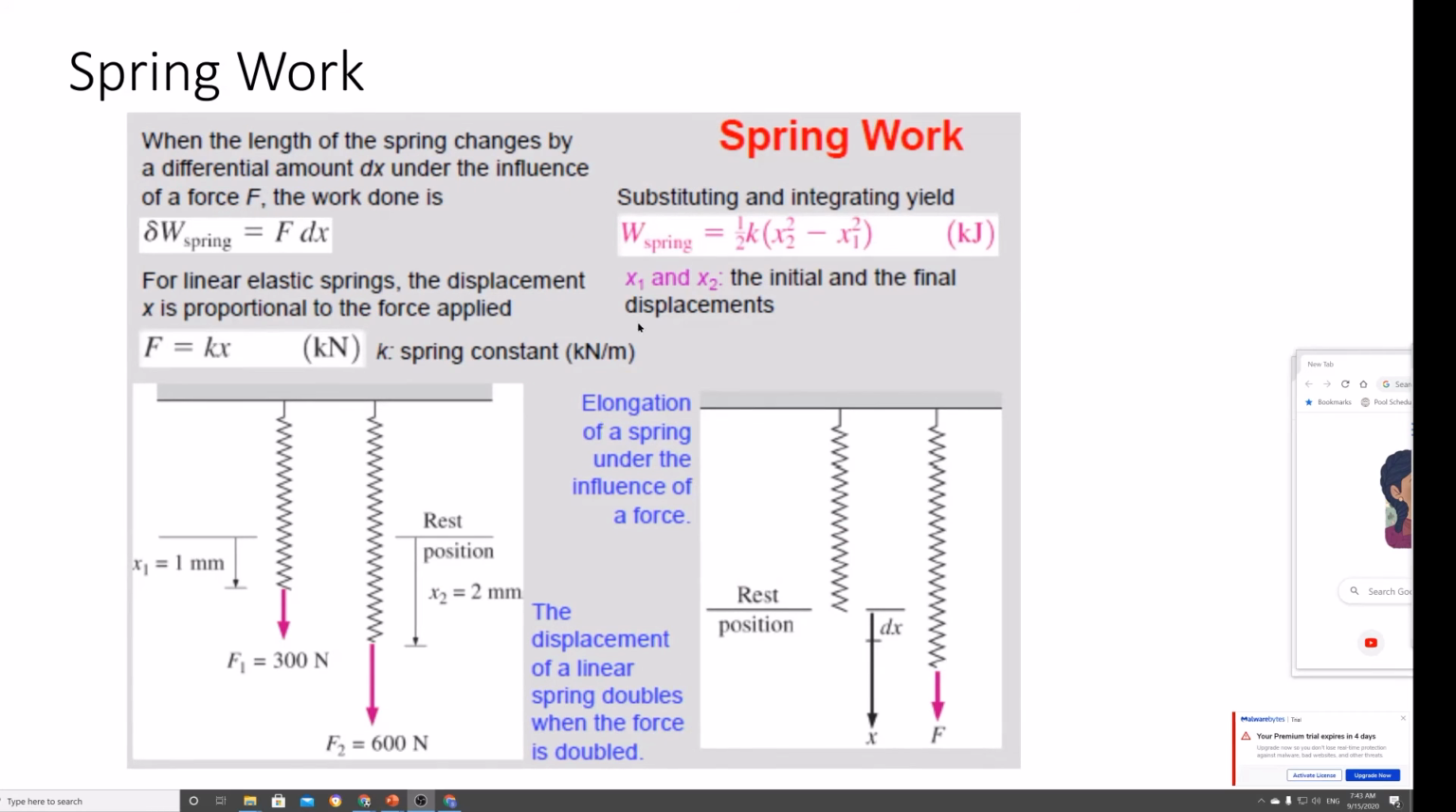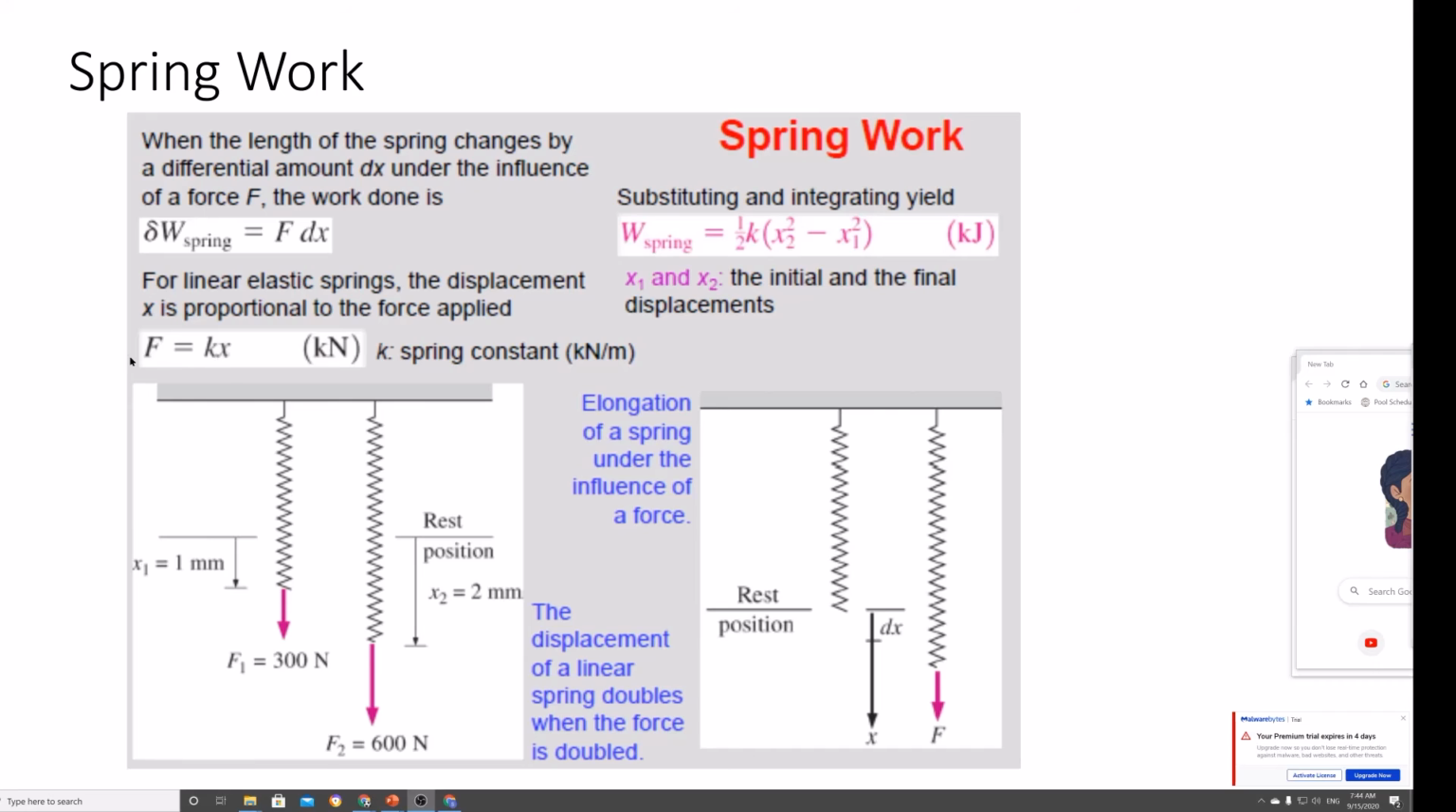Spring work. Here's another one to look at. As before, when we were talking about work as the summation of all these little differentials, any differential work done by the spring is force times that little incremental length change. For linear springs, and this is common, at least initially when you're looking at these types of problems, it's common to deal with a linear spring, right?